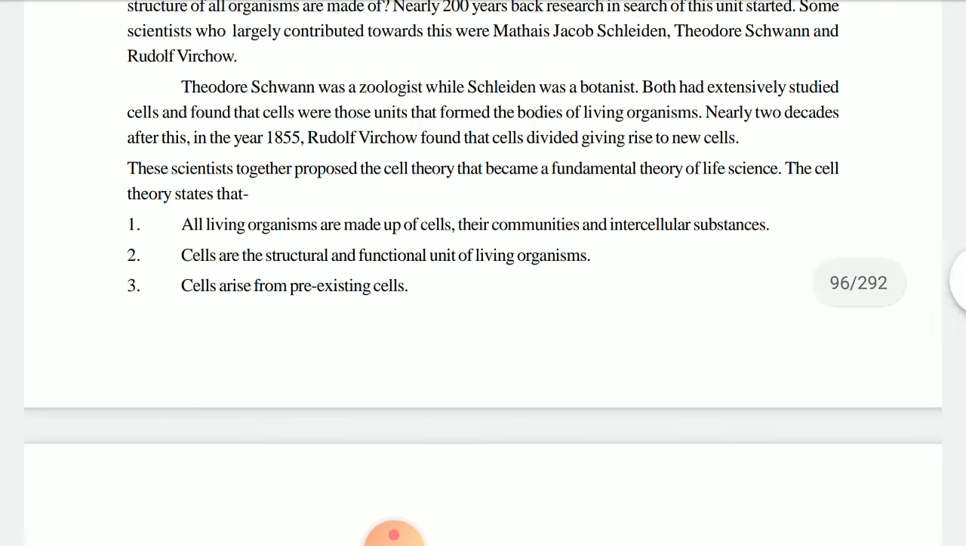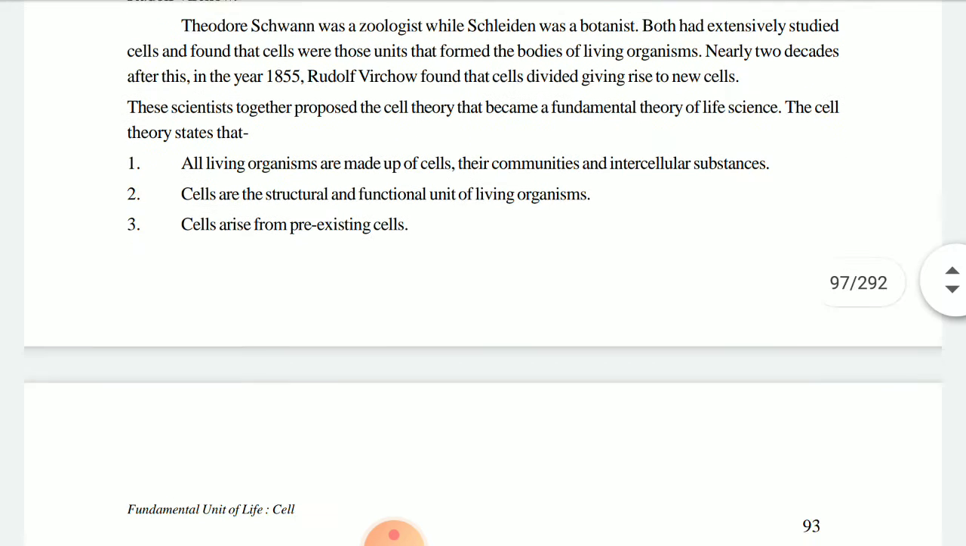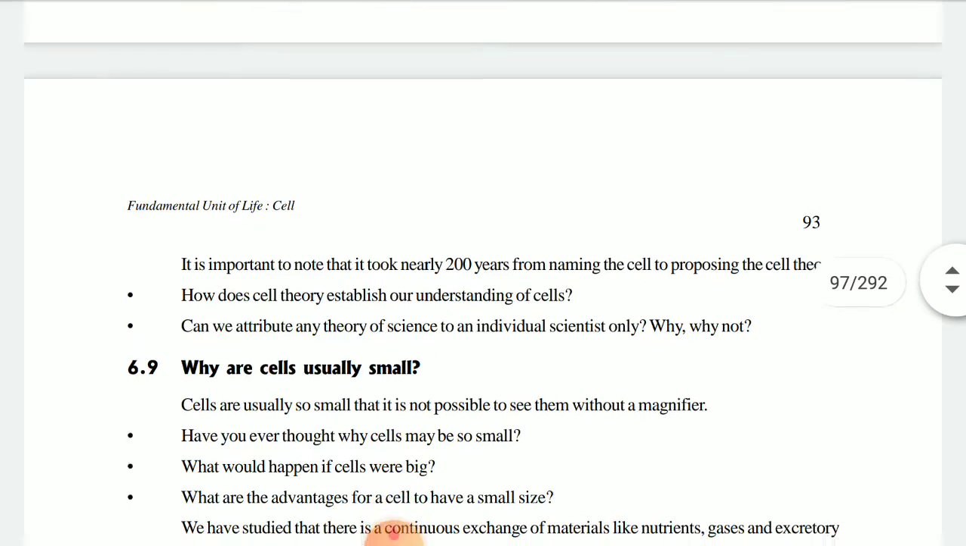The cell always arises from pre-existing cells. One simple example I am giving: suppose I plant a mango seed. It will develop into a mango plant only. It can't develop into a person or any other plant. So what it proves is that what you plant, you will get that same thing only. Human beings reproduce human beings only. A dog reproduces a dog only. So each and every organism develops from pre-existing cells.